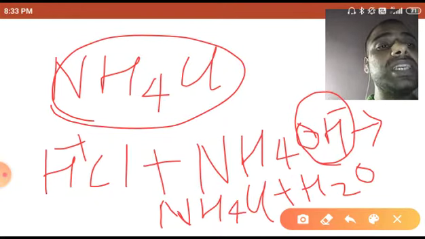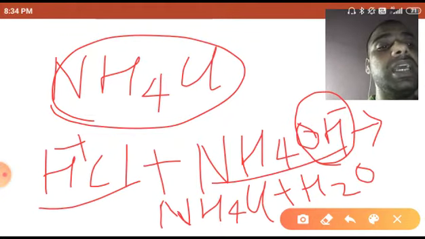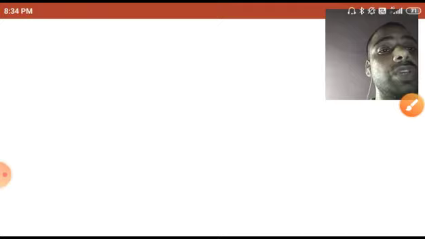Now you can take various strong acids. Instead of this one, you can take H2SO4. H2SO4 is also a strong acid, and here you can take NH4OH. Then you can form (NH4)2SO4, ammonium sulfate. So you have understood that acidic salts we can form by strong acid plus weak base, and their pH is every time less than 7.